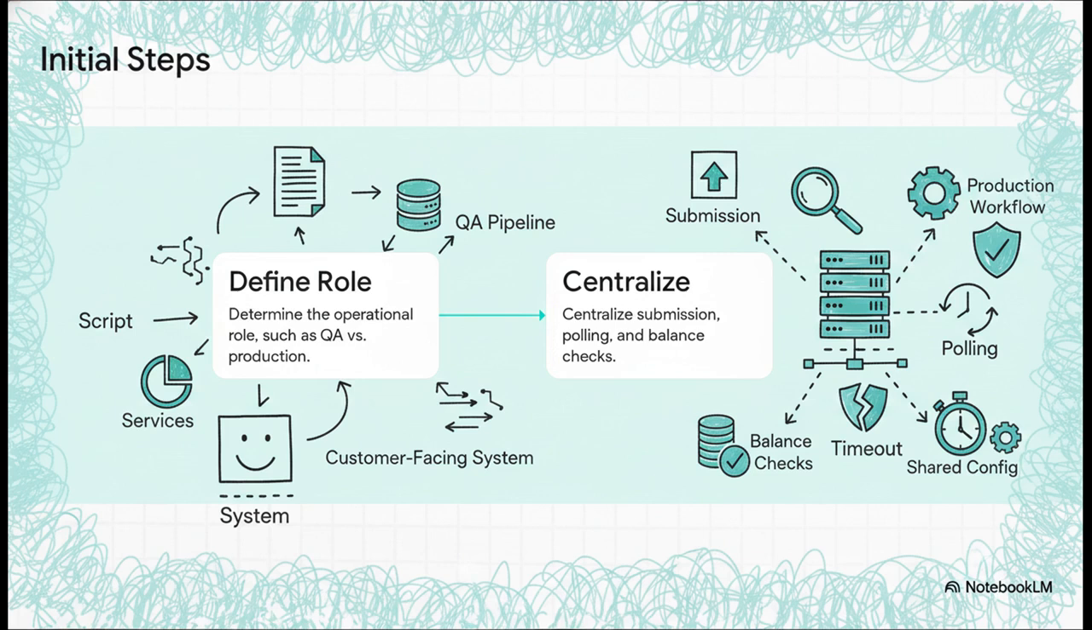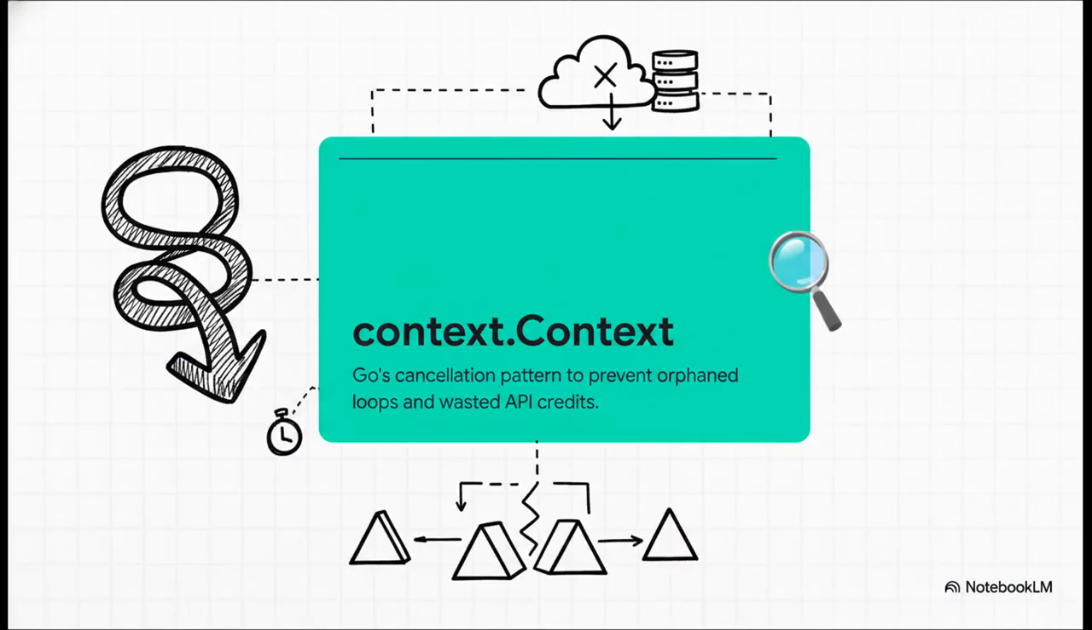Then step 2, centralize that logic. Stop duplicating API calls across services. You absolutely must put your submission, polling, balance checks, typed errors, and timeout behavior into one single client library to prevent wild, unpredictable behavior. Step 3 is absolutely crucial.